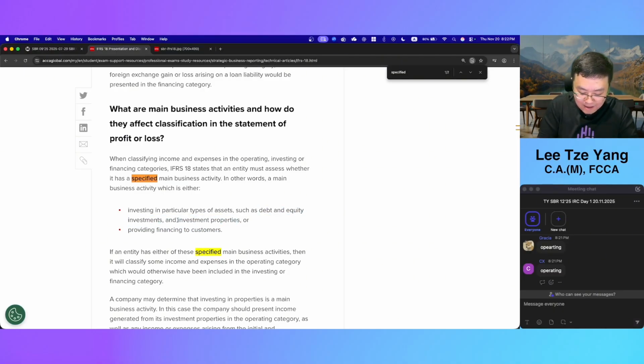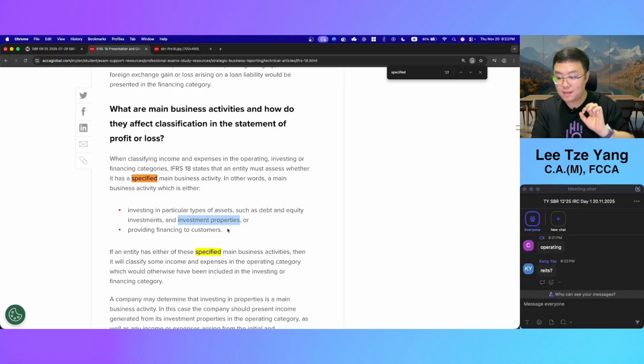Let's say my main business is to invest in investment property. It's my whole company, I don't do anything else except investing in property. Then my specified main business activity is investment property. So if I earn rental income from investment property, operating lease, rental income, operating. Then if I have depreciation on investment property, operating.